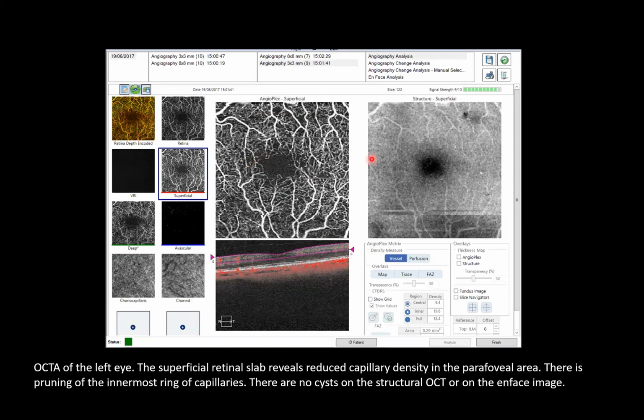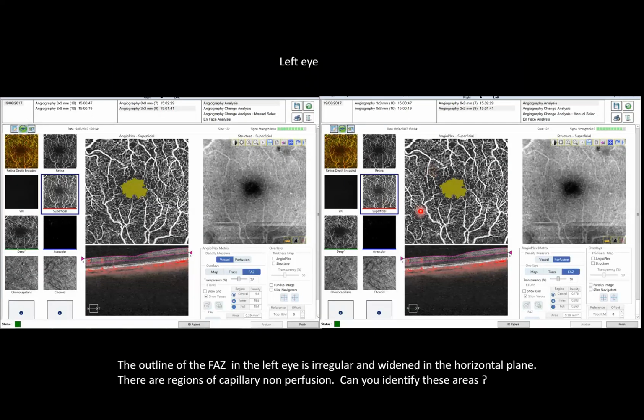But on this image, there is no cyst, and that's the eye that was not operated on some time ago with cataract surgery. So even on the left eye, you can see that the foveolar vascular zone is larger than what you would expect, and it's very irregularly shaped. And in this eye, you can actually see some capillary non-perfusion, but for the uninitiated, or if you don't look at it very carefully, you might miss it. And some of these areas we will look at in a minute, in much more detail.